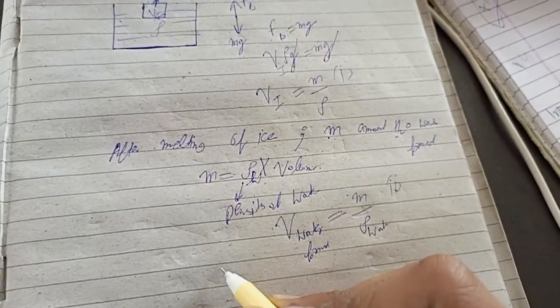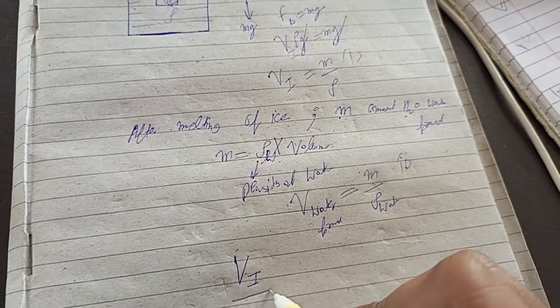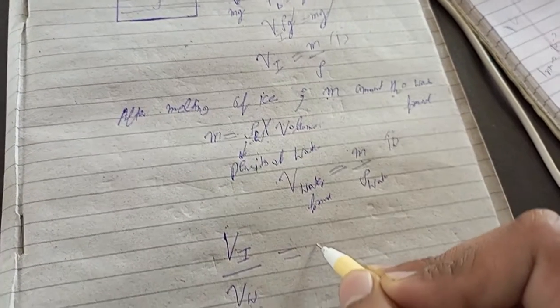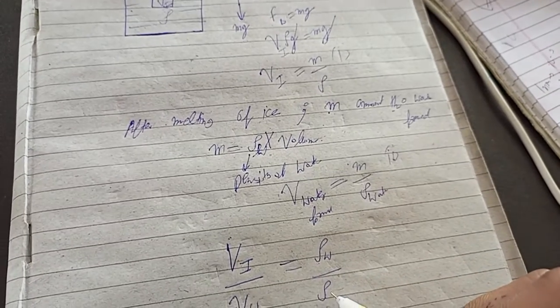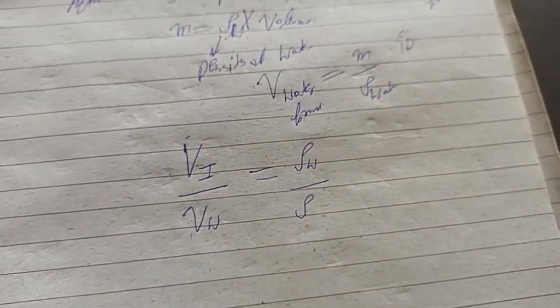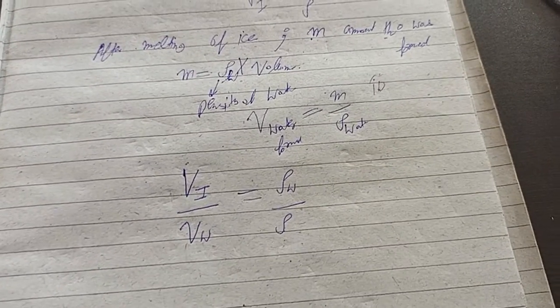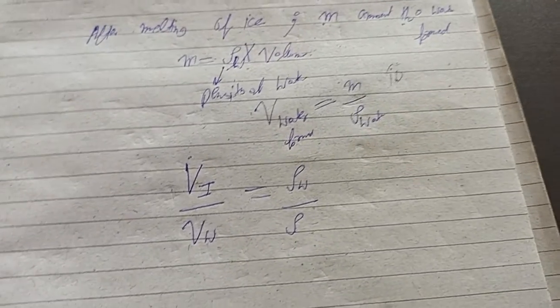Now what will I do? I will be dividing the first and second equation. Vi by Vw equals rho W by rho. So we have this equation here. It is the final equation. We will be using this equation to deduce some conclusions. From this conclusion, we can identify whether the level of liquid will be rising or falling.